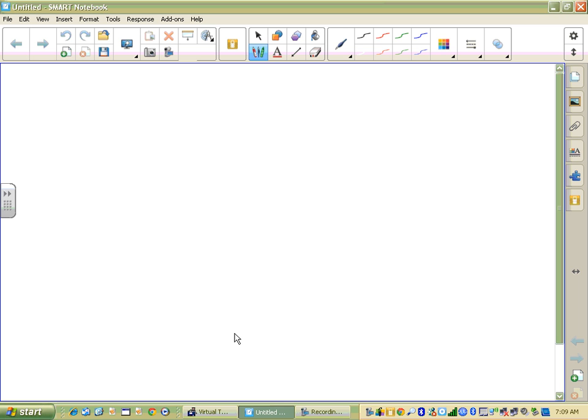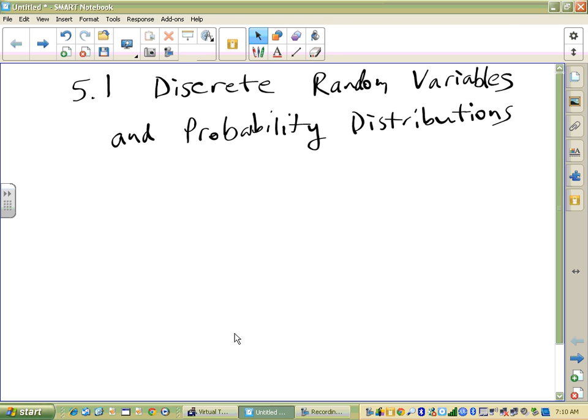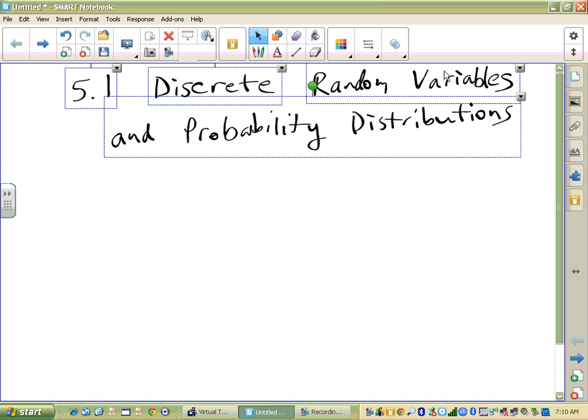But anyway, we're taking a look at Chapter 5 now. In this first section of Chapter 5, Section 1, the topic for discussion is discrete random variables and probability distributions. We've talked about a lot of these words already. It's just a matter of putting everything together. We've talked about variables before, and we've talked about discrete before. So, like I just mentioned, a lot of this is just a combination of things we've studied.